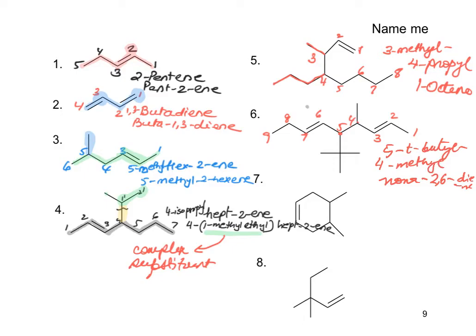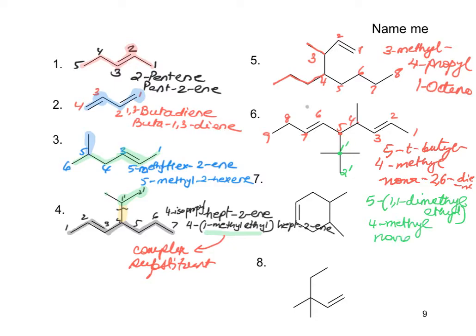Or if you wanted to call the T-butyl by its complex substituent name, then this position becomes 1'. The next one will become 2'. So this is a 1,1-dimethylethyl. So T-butyl is also called 1,1-dimethylethyl. And then the fourth position has the methyl.